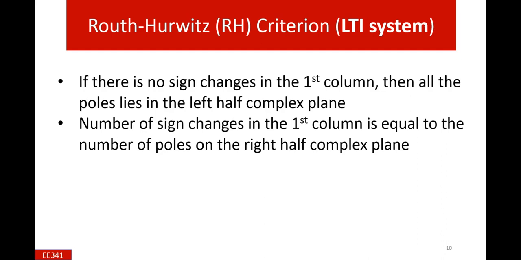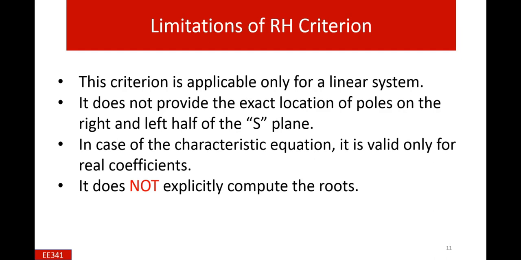And if there are sign changes, then the number of sign changes is equal to the number of poles that lie on the right half plane of a closed loop transfer function. Also, there are some limitations of the RH criteria. If the system is nonlinear, then the RH criteria is not applicable. And also, the RH criteria does not explain the location of the poles in the s plane.